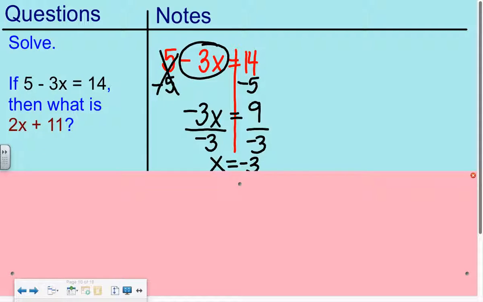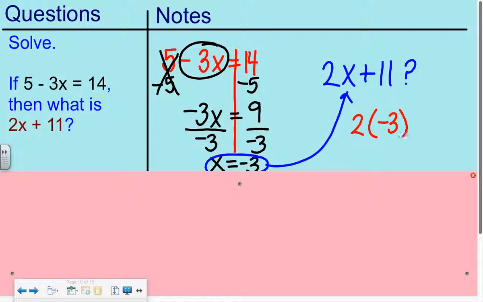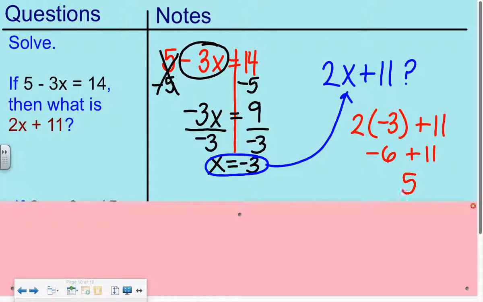Now I've just got to figure out what to do with that, because I'm not done. Don't just stop with your answer being x equals negative 3. So if x equals negative 3, then what is 2x plus 11? Well, I know that x is negative 3. So what if I plug negative 3 in for x? Can I solve that? Yes, I can. 2 times negative 3 is negative 6. Negative 6 plus 11 would give me 5. So 5 is my answer.